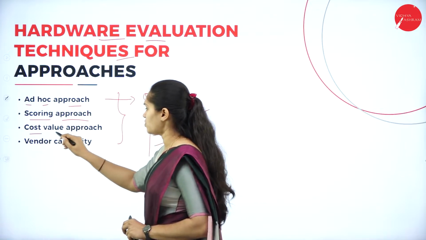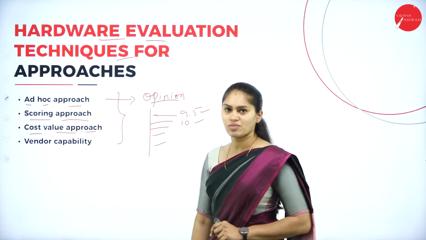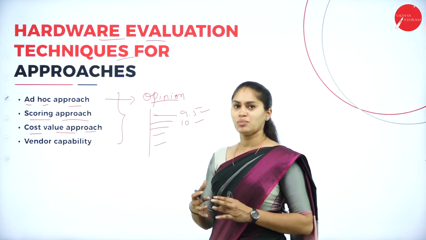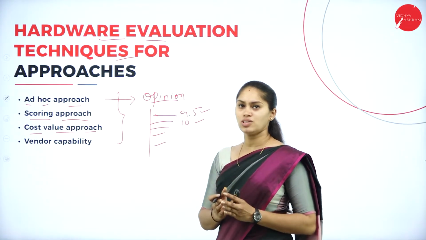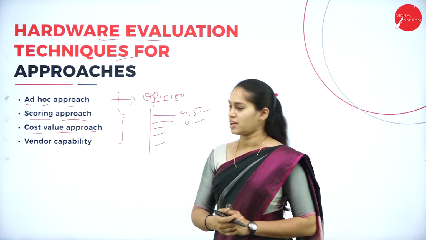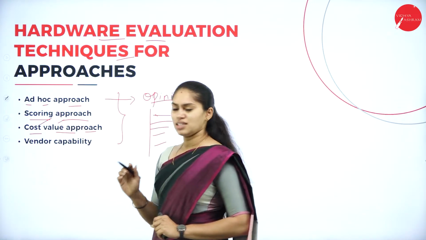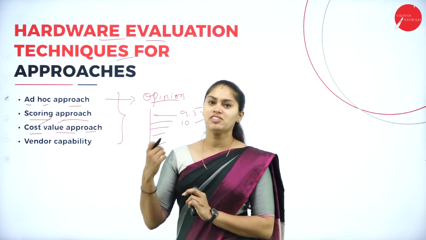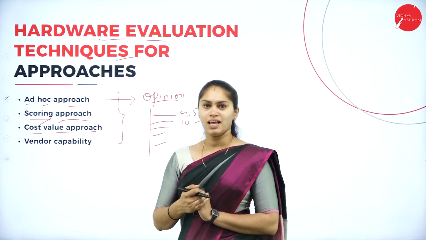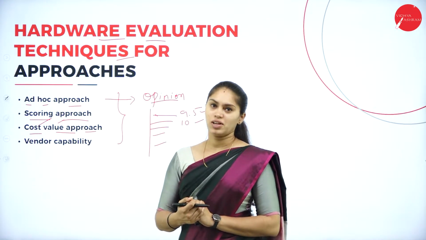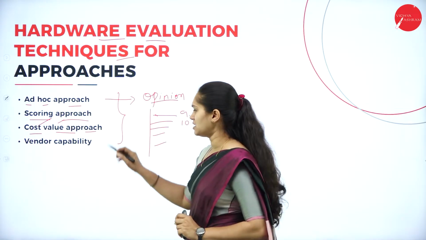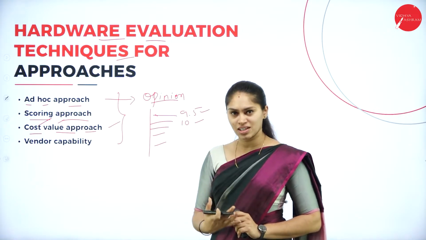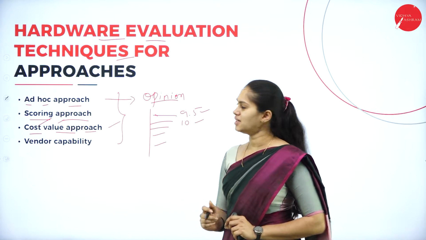Next we have the cost value approach. In this cost value approach, here also it is like a quotation. Whichever one is giving more efficient hardware with a low budget, we will approach that. This will include whether it is necessary, or whether it is okay to give this much amount for this particular hardware. If yes, then they will go with that particular hardware system. That is based on monetization, whether it is worth giving this much amount for the particular hardware.